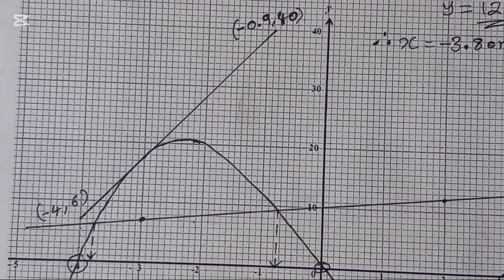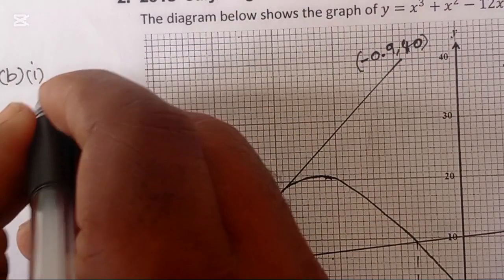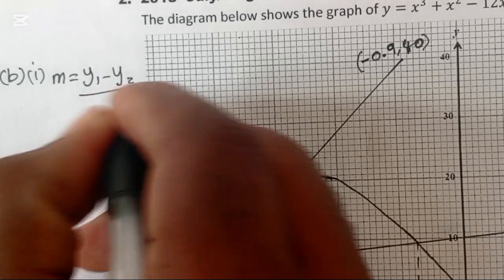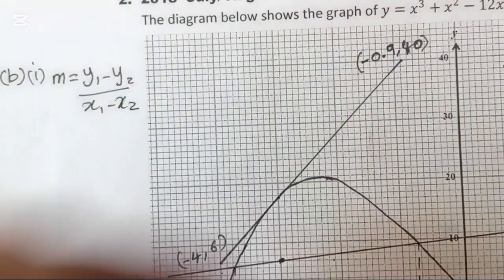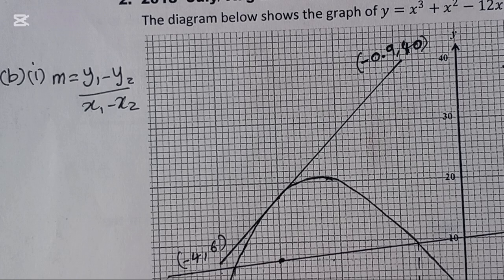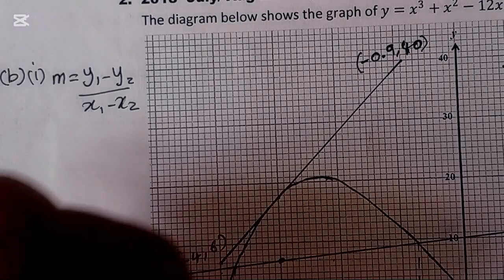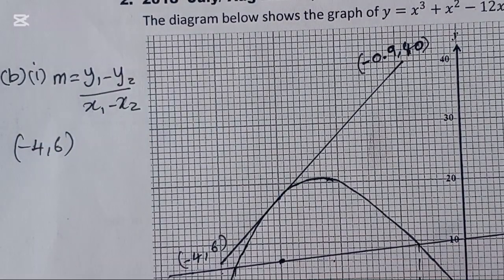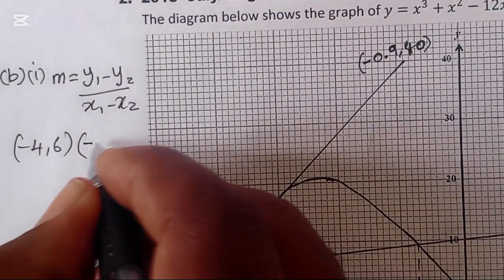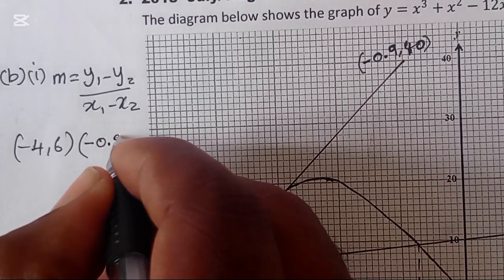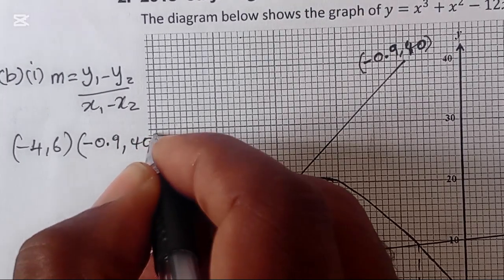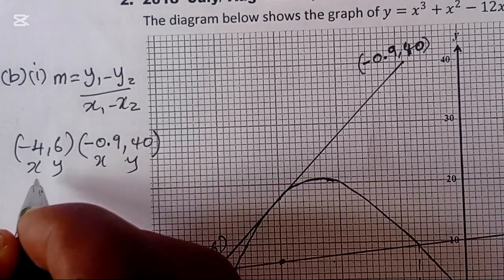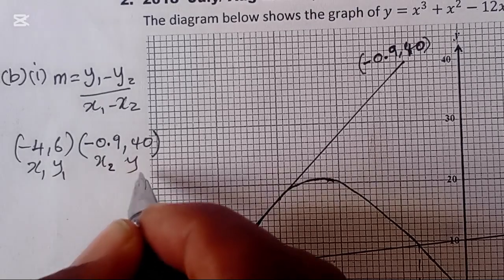So how do we find gradient? Now we can apply the formula. Gradient is equal to y1 minus y2 over x1 minus x2. These are the two coordinates that we have. We have negative 4, comma 6, and we have negative 0.9, comma 40. So this is x, comma y, x, comma y. So let this be x1, y1, x2, y2.